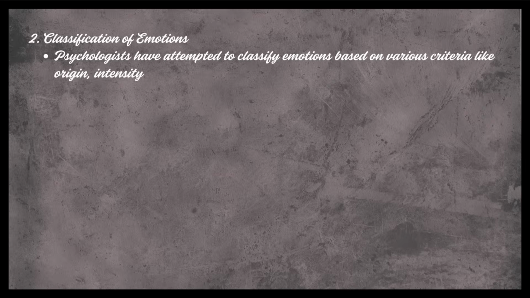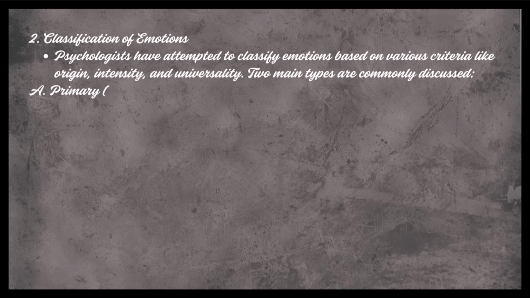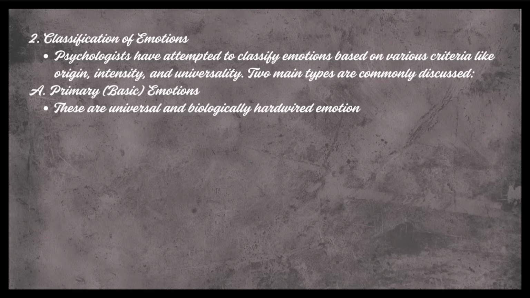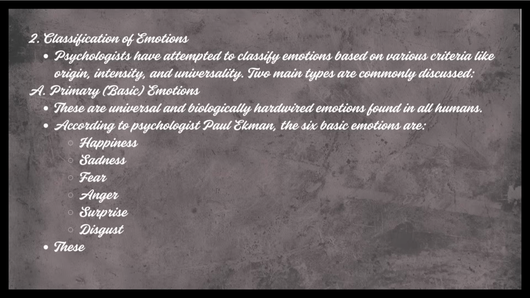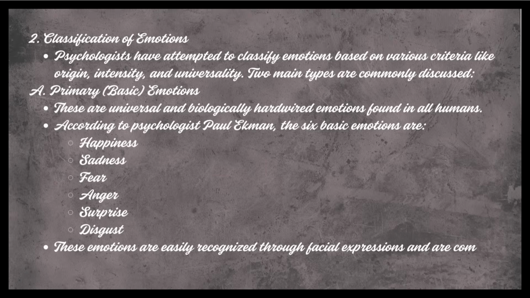2. Classification of emotions. Psychologists have attempted to classify emotions based on various criteria like origin, intensity, and universality. Two main types are commonly discussed. A. Primary, basic, emotions. These are universal and biologically hardwired emotions found in all humans. According to psychologist Paul Ekman, the 6 basic emotions are happiness, sadness, fear, anger, surprise, disgust. These emotions are easily recognized through facial expressions and are common across cultures.